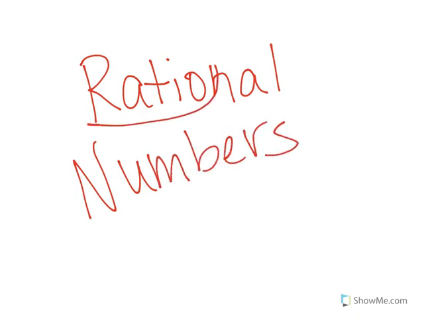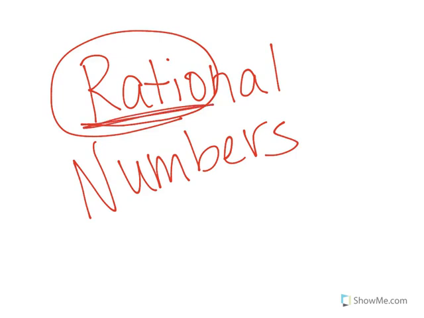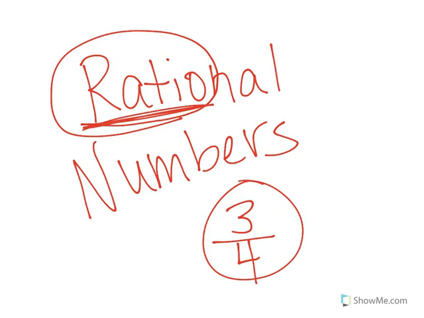Rational numbers. What word are we focusing on? Ratio. And ratio is any number that can look like a fraction. So if I can make it look like a fraction, it's a rational number.